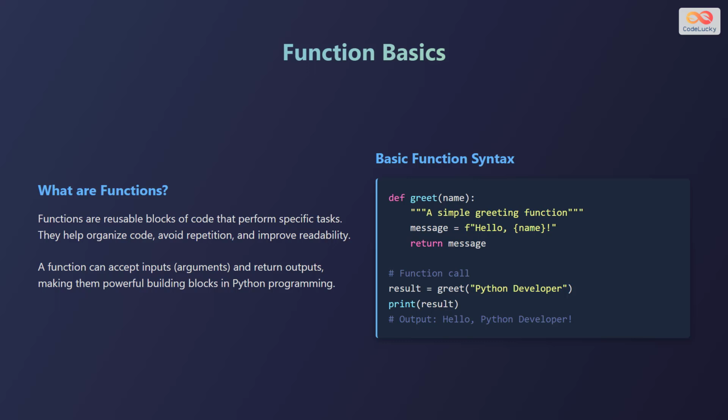Here's the basic syntax for a function. The keyword def is used to define a function, followed by the function name, such as greet. Inside the parentheses are the parameters the function accepts, in this case, name. The indented block contains the function's code, including an optional documentation string enclosed in triple quotes. This example creates a message and returns it. Finally, the function is called with the argument Python developer, and the result is printed, producing the output, hello, Python developer.